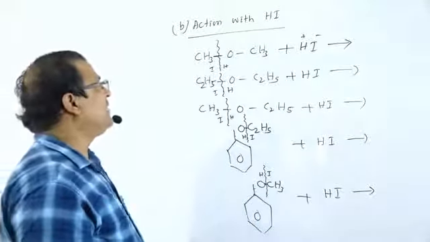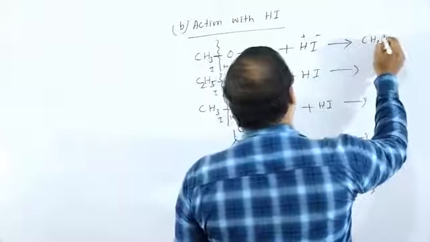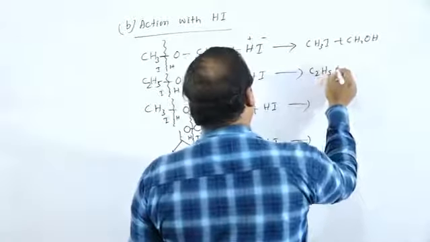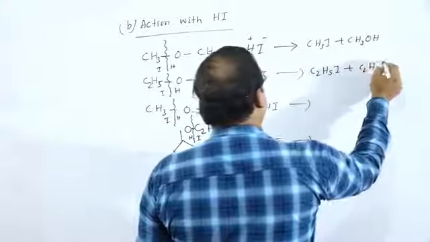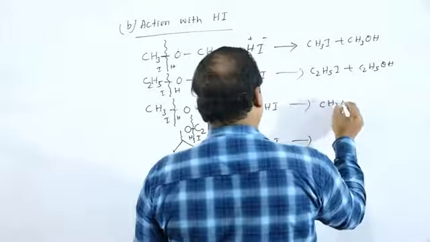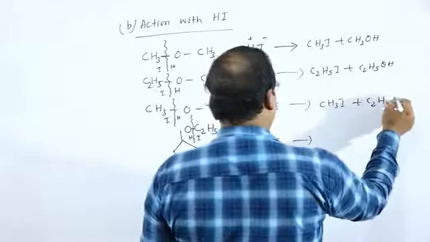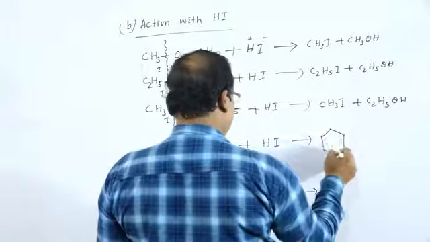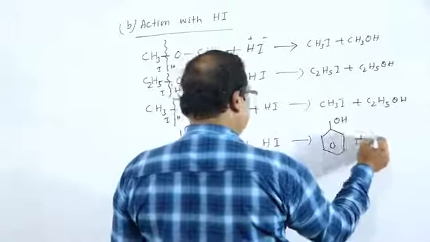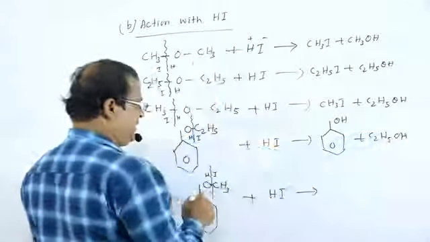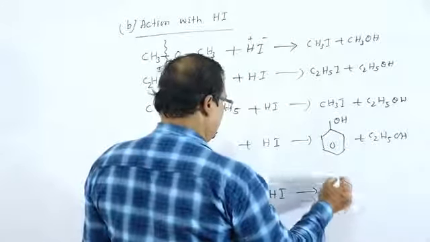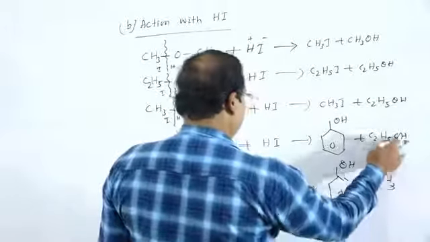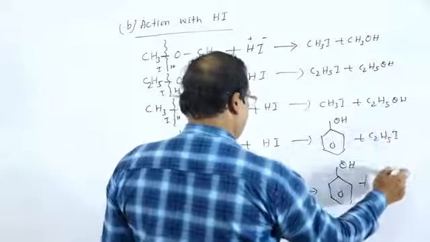Then what will be the product? There is the formation of CH3I plus CH3OH; C2H5I plus C2H5OH; CH3I plus C2H5OH; and benzene ring attached with OH, that is phenol, plus C2H5I or CH3I.